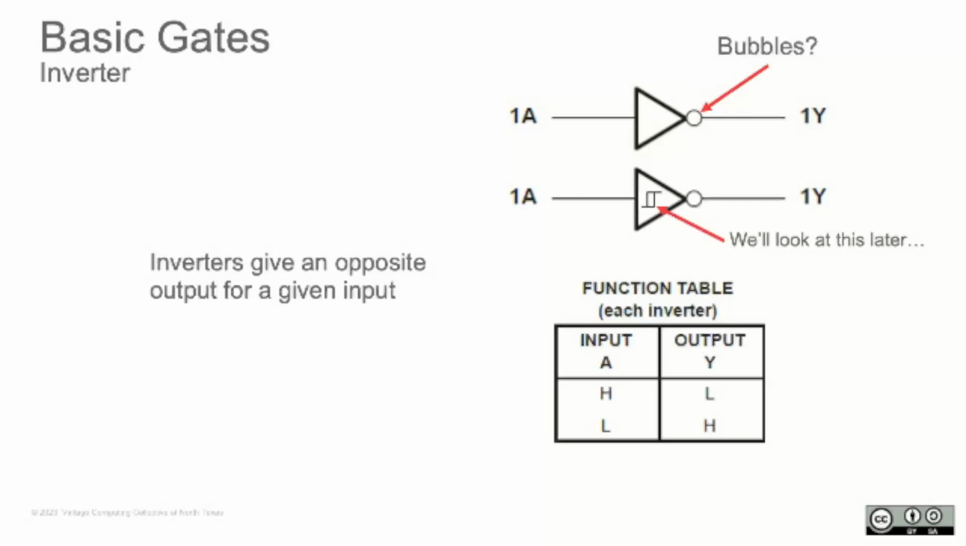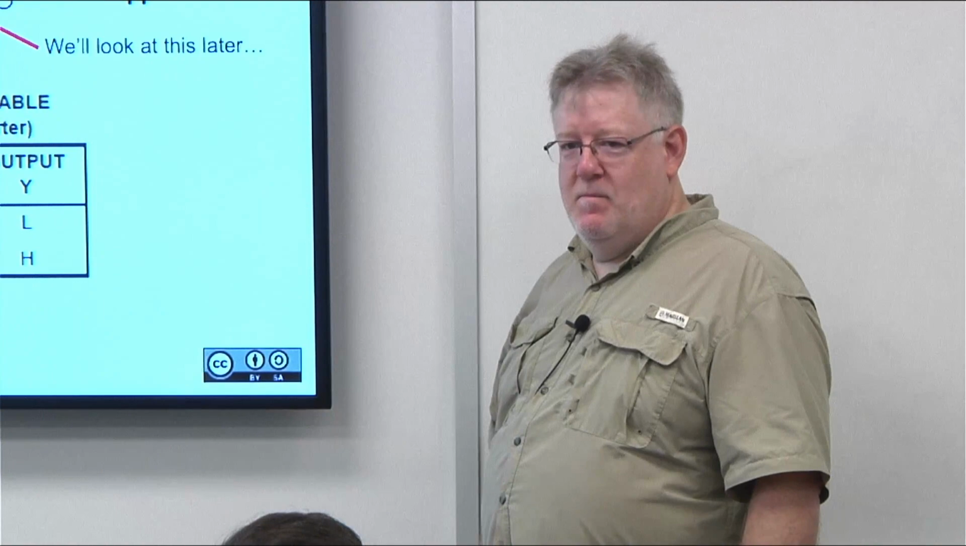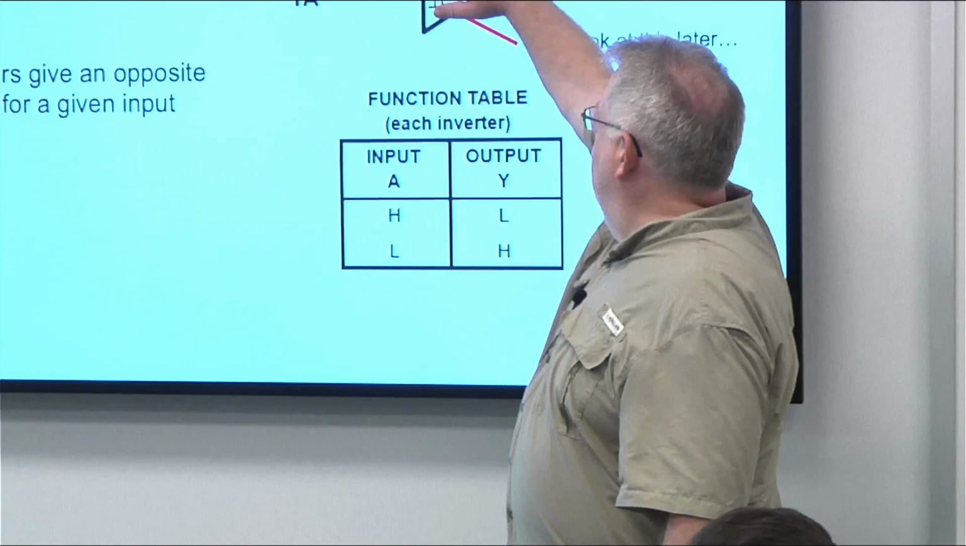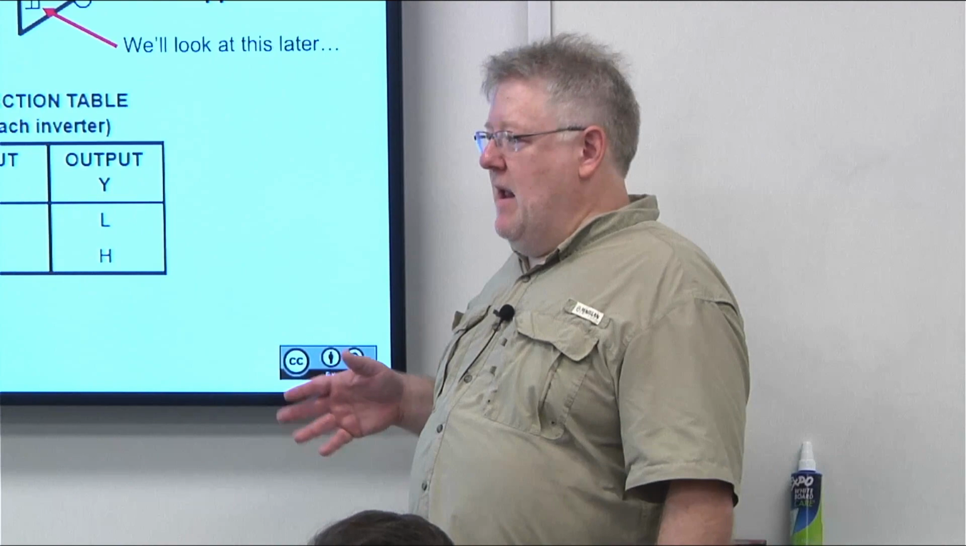Now we can look at the concept of bubbles. What the heck are bubbles? Just think of bubbles as not. Bubbles are an inversion. So we look at this, this is an inverter. This simply says if the input's high, the output's low. The input's low, the output's high. You'll see a lot of these in reset circuits, clock circuits, and other places where they need to invert a signal to do some kind of control.